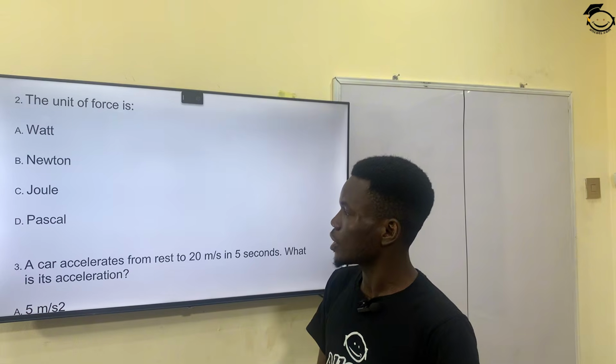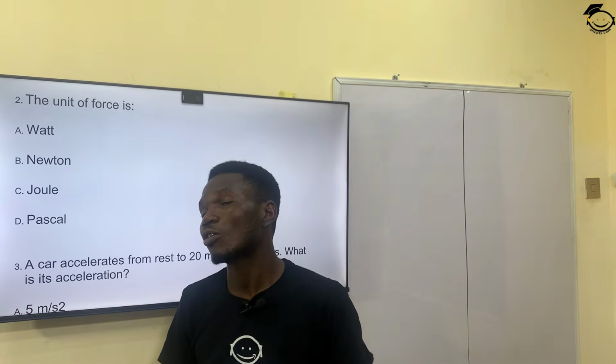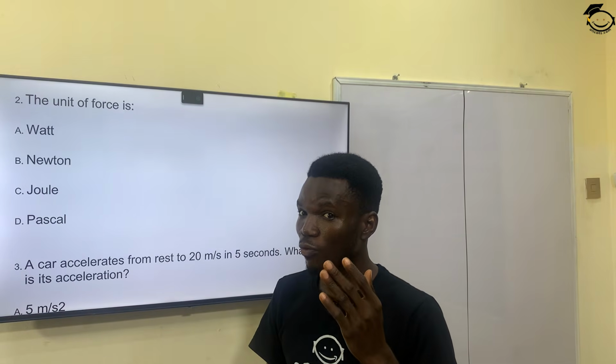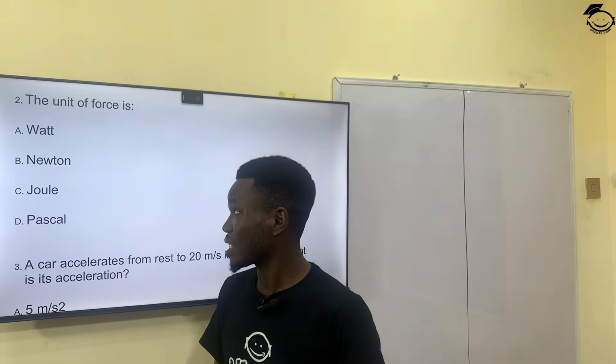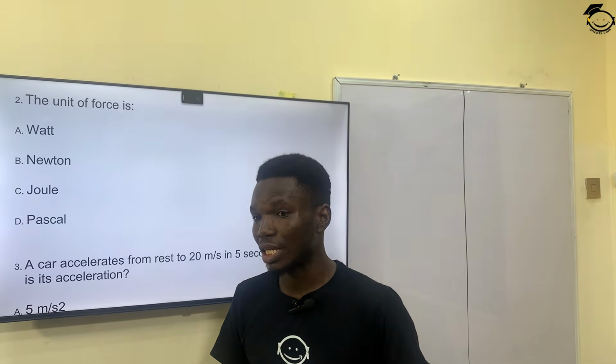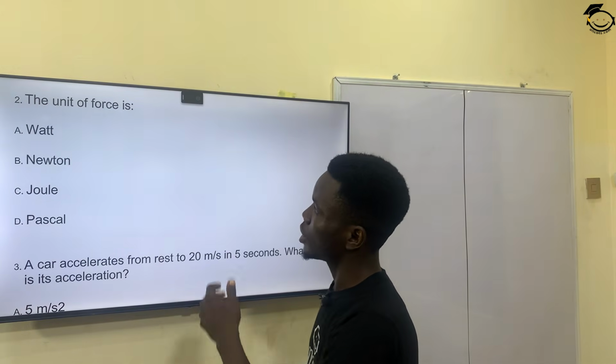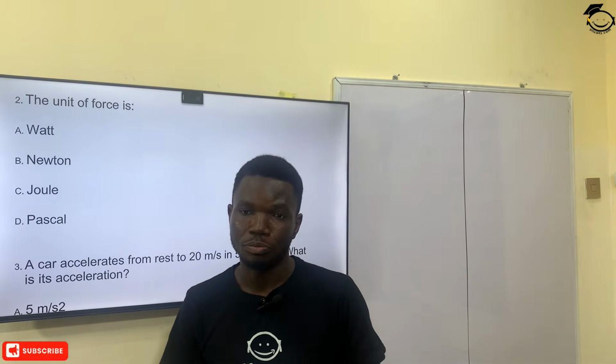The unit of force is dash. The unit of force was gotten from Newton's second law of motion, which says that force is equal to mass times acceleration, and it is measured in Newton, which is the same as saying kilogram meter per second square. That is option B.